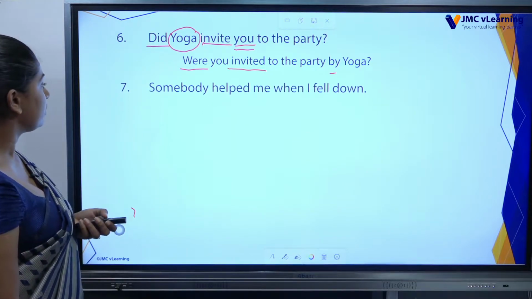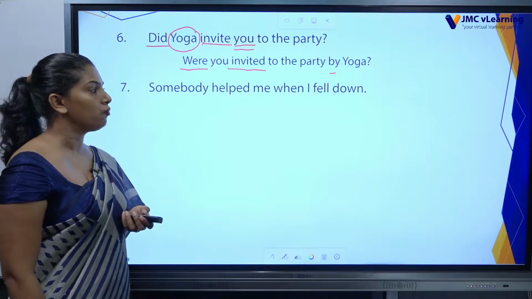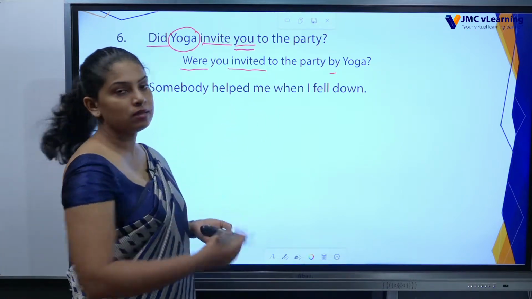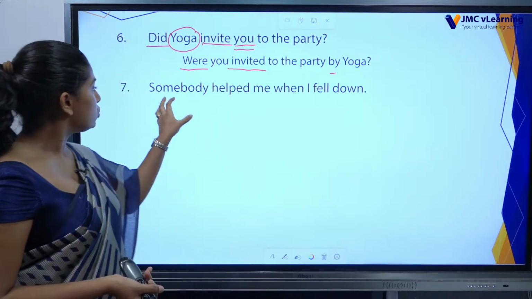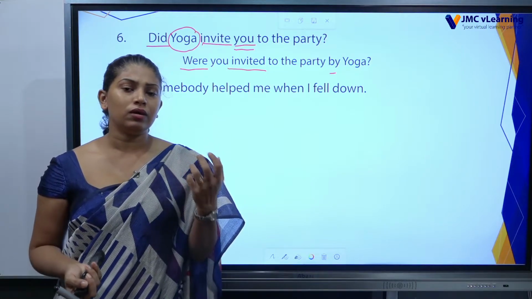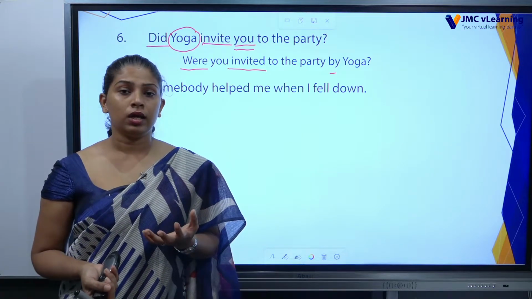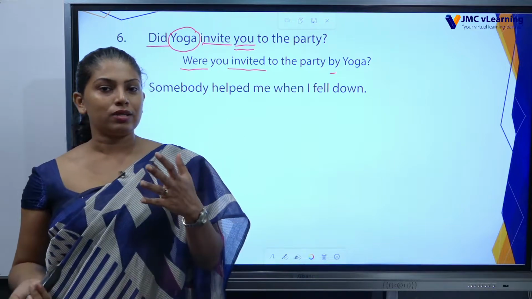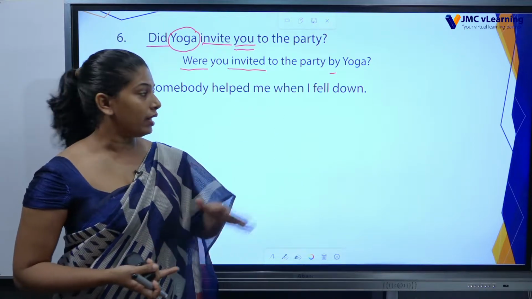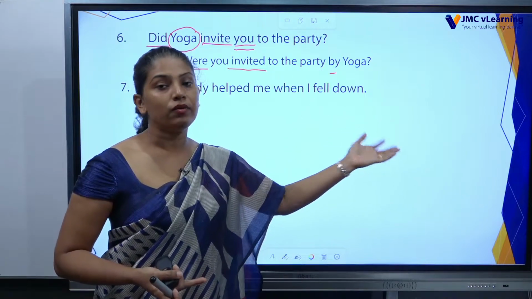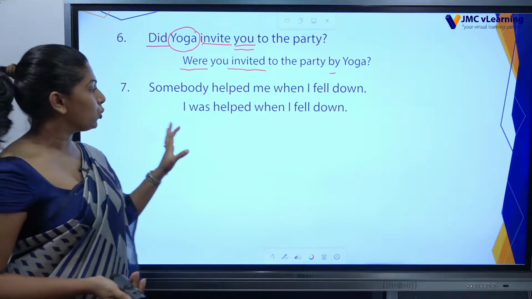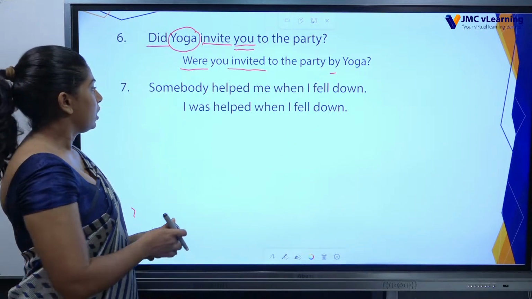Right. Seventh one. Somebody helped me when I fell down. Now, in earlier sentences, I mentioned the doer using by plus subject. But here, the doer, the person who has done this action is mentioned as somebody. So, if it is a word like somebody, someone, in that case, there is no need to mention by someone. We are not writing that this action has been done by someone. So, here you can just write like this without mentioning by plus subject. You can just write the passive voice like this. Somebody helped me.